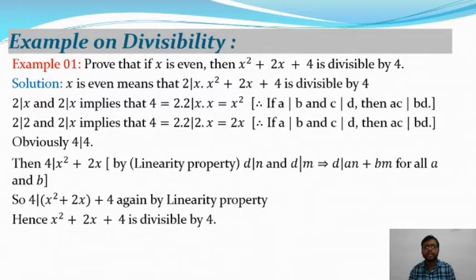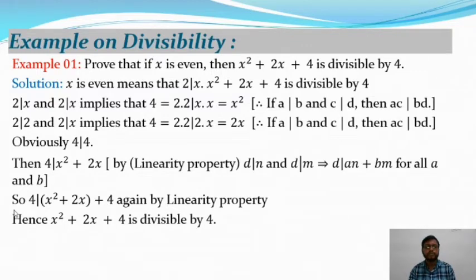So therefore, by the linearity property, from the above two parts, 4 divides x square and 4 divides 2x, then applying the linearity property we get 4 divides x square plus 2x. You know that the linearity property is: d divides a and d divides b, and from this we imply d divides a plus b for all a and b.